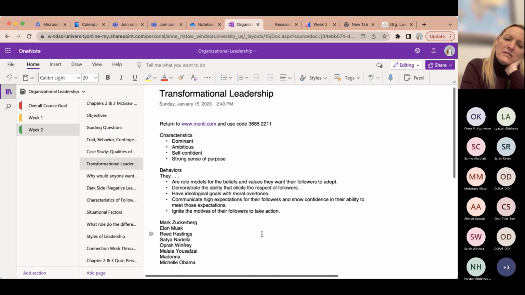Someone who leads their movement based off of their strong beliefs and confidence in what they value and have people adopt. Any other transformational leaders that you're familiar with or want to add for the consideration of this?